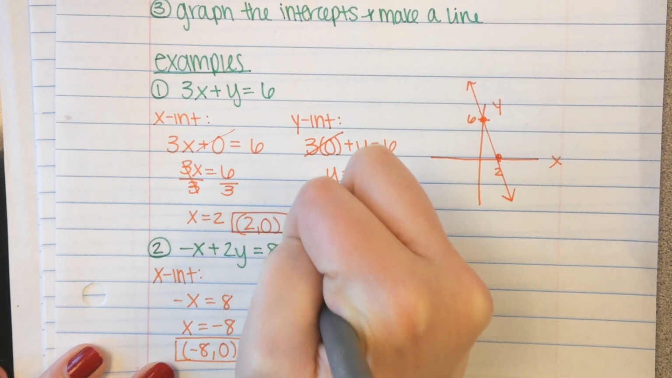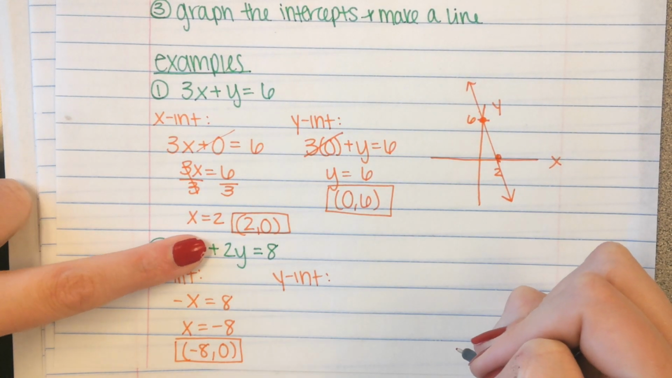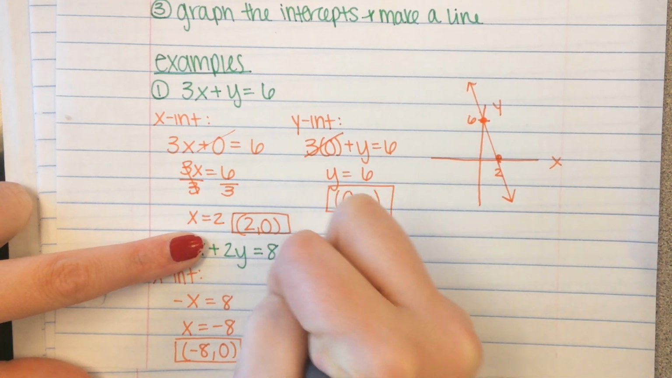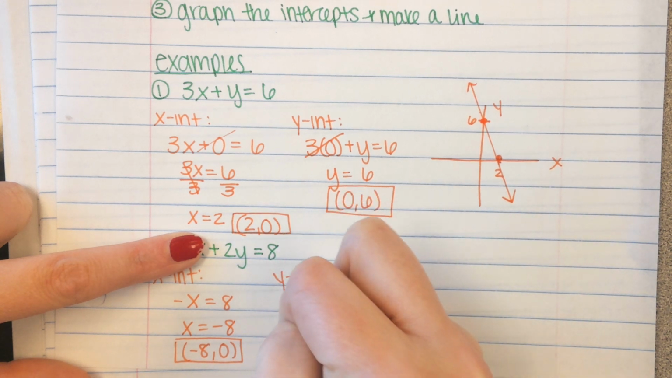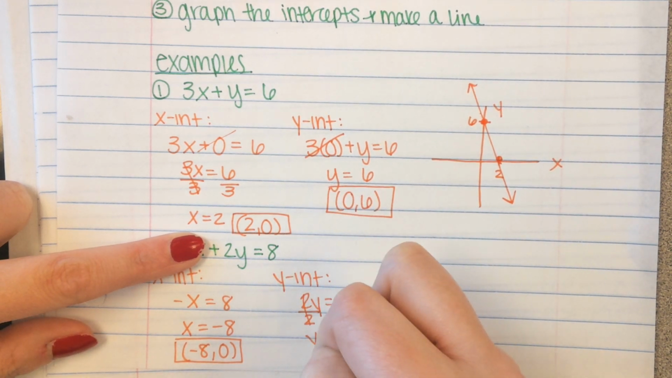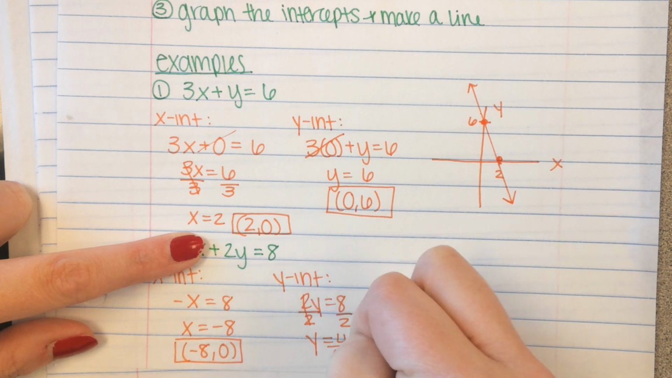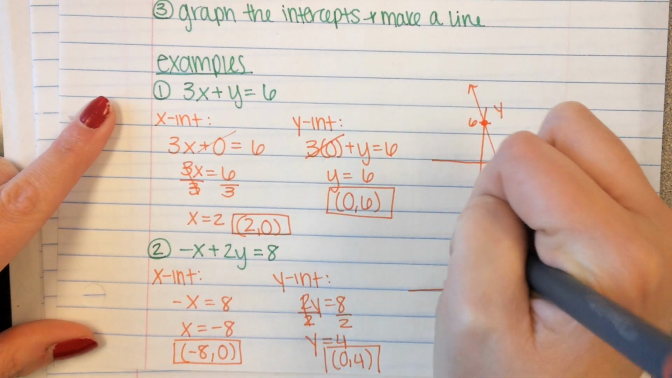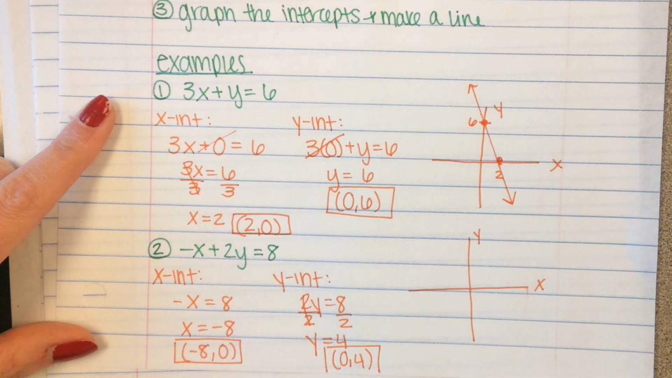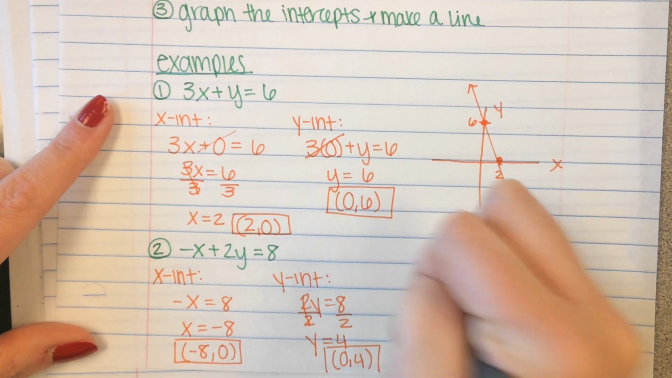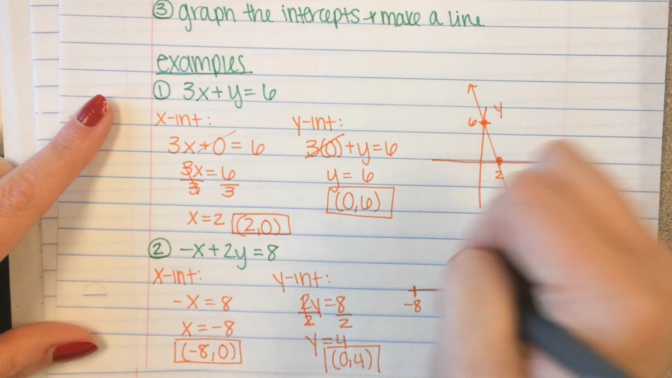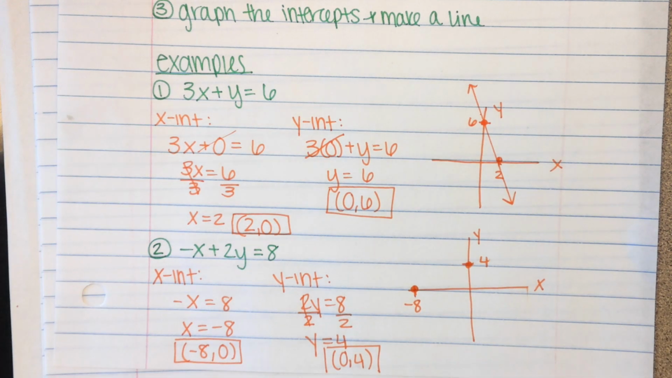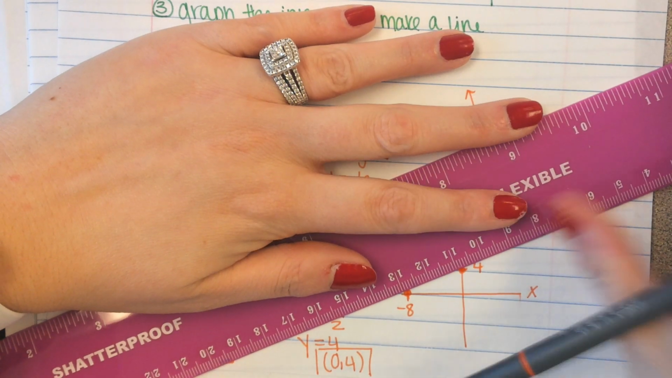Okay, for the y-intercept, I'm going to cover up the x. So I have 2y equals 8. Divide by 2. And we get y equals 4. And so my ordered pair is 0, 4. Now, let's plot that on a graph. We've got x and y. Negative 8, 0. So negative 8 is probably somewhere over here. 0, 4 is probably somewhere right here. So make your 2 points and connect with a line.